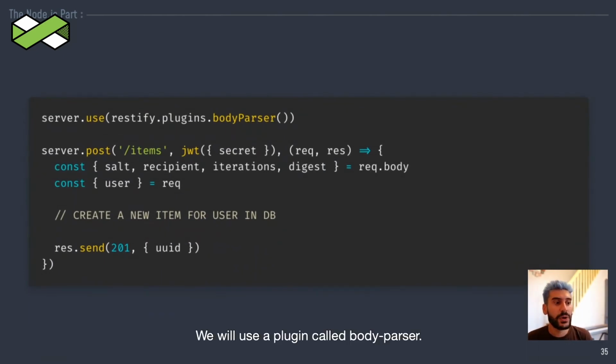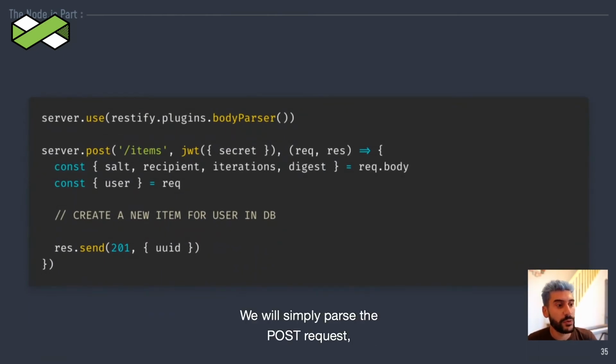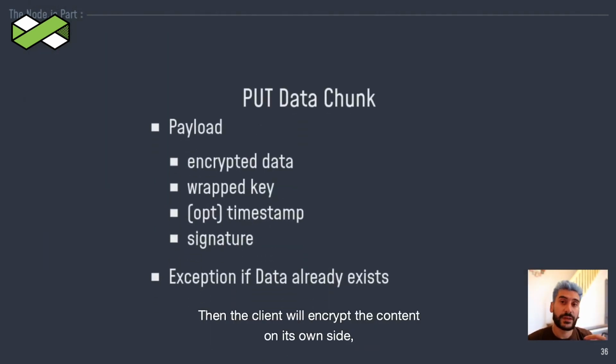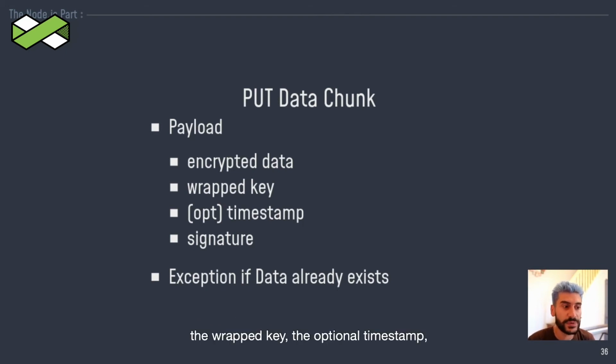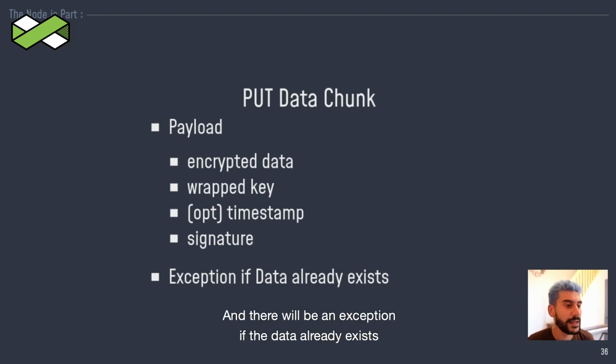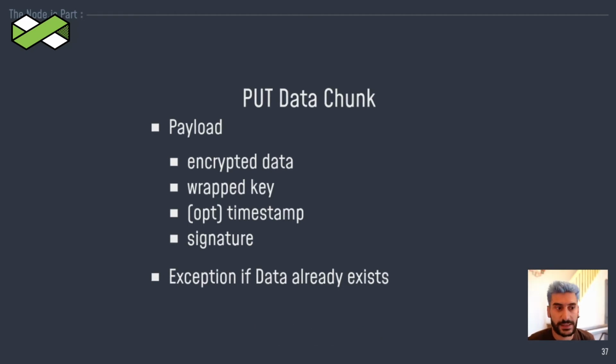We will use a plugin called Body Parser. We will simply parse the post request and return the correct, newly created item UID to the user. Then the client will encrypt the content on its own side, creating a payload with the encrypted data, the wrapped key, the optional timestamp, and the signature. And there will be an exception if the data already exists on the backend side.